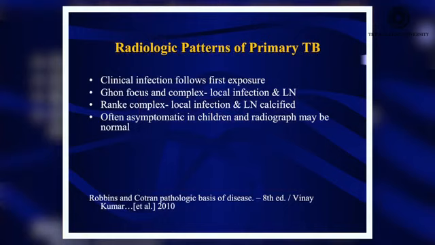So primary, it's the first exposure, and there's a Ghon focus and a complex. So you have to wait for the image for it. Local infection and lymph node enlarged. Ranke complex is when the lymph node becomes calcified, and this is a healed infection, and it is often asymptomatic, so it can be discovered by chance. There aren't many symptoms of it.